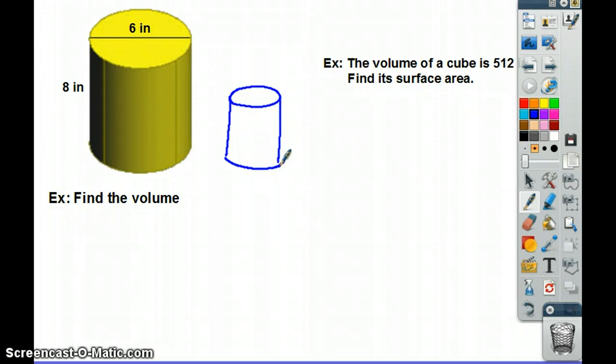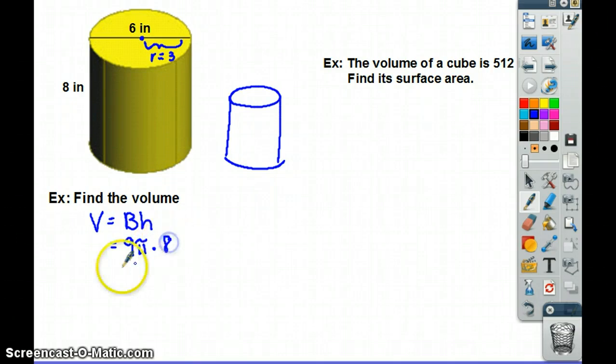Well, just like with lateral area and surface area, we could use the same formulas for cylinders as we did for prisms. Same idea with volume. I still can do the area of the base times the height formula. It's just that my base is a circle, and so I have to use my area of a circle formula. The diameter of this base is 6, which means the radius is 3. That gives me an area, pi r squared, of 9 pi. And then we multiply by the height, 8.